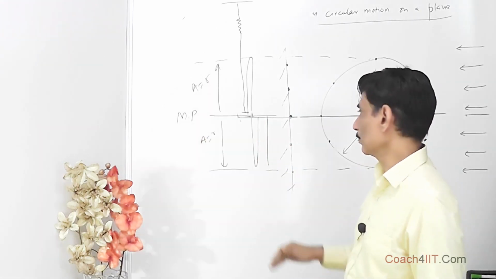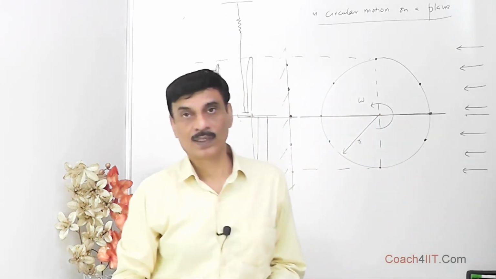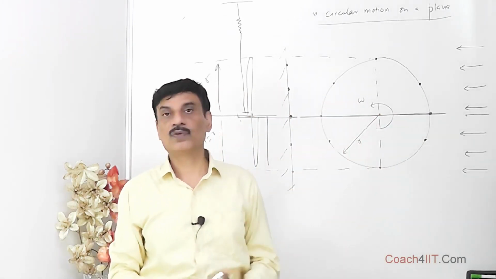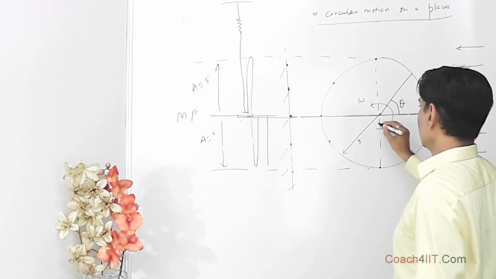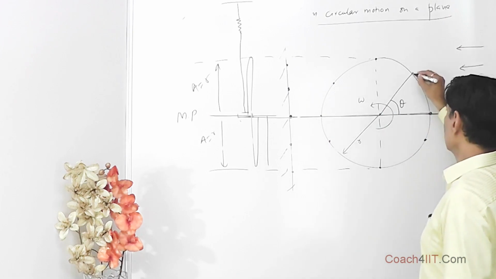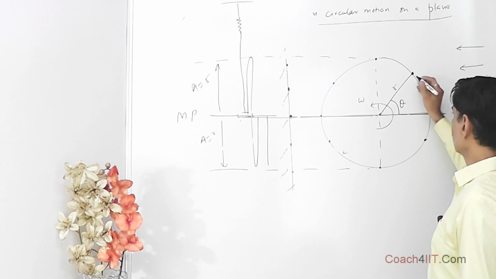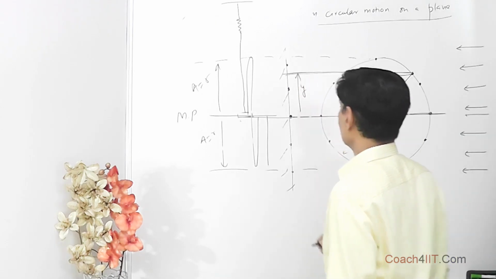Now we are interested in the displacement of the particle from the mean position as a function of time, and how we can relate it to this uniform circular motion. We know that this body is moving with angular velocity omega. Let's say at time t, it reaches over here. This is R. This displacement we call y.